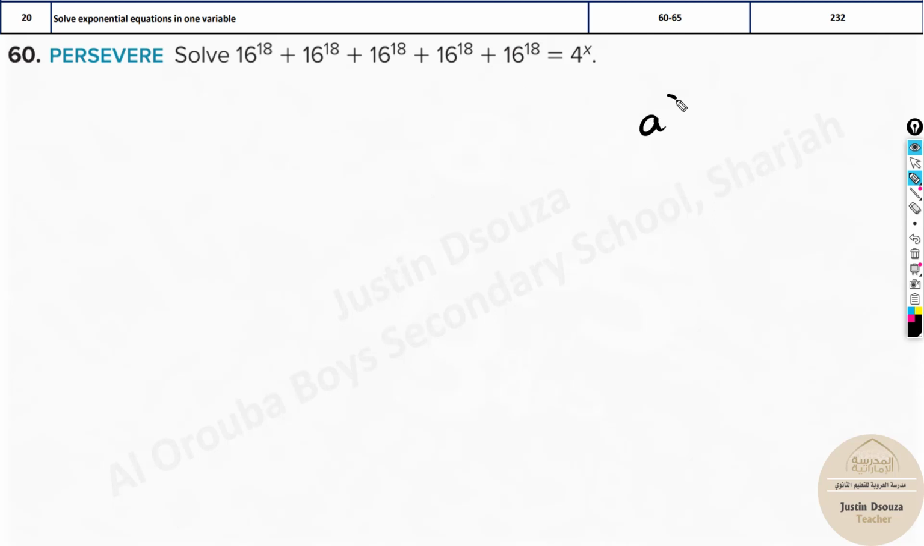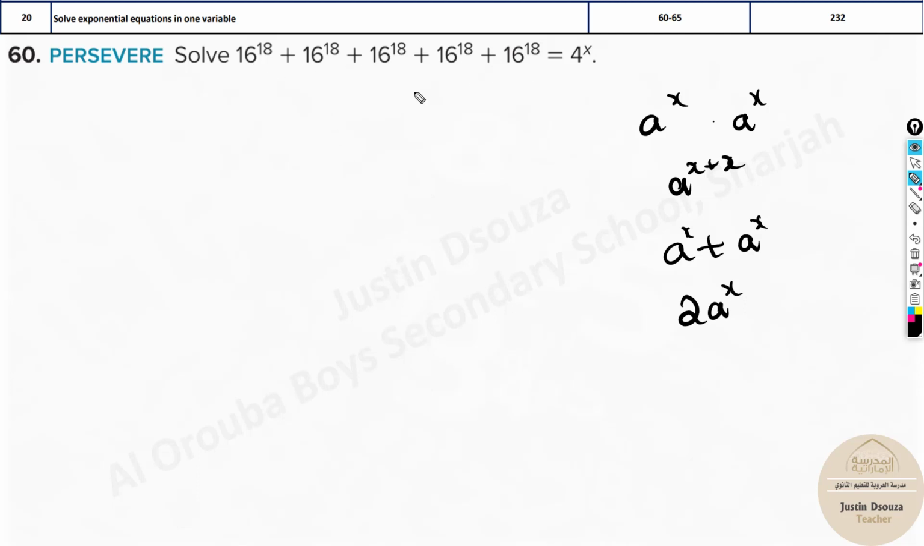Now, if you have a to the power x multiplied by a to the power x, what happens? We do x plus x. The powers add up. But if you have a power x plus a power x, then it is not the same. Here what happens is, it will be 2a power x.